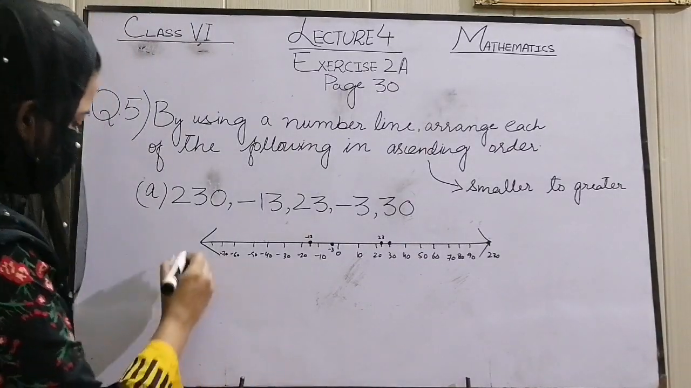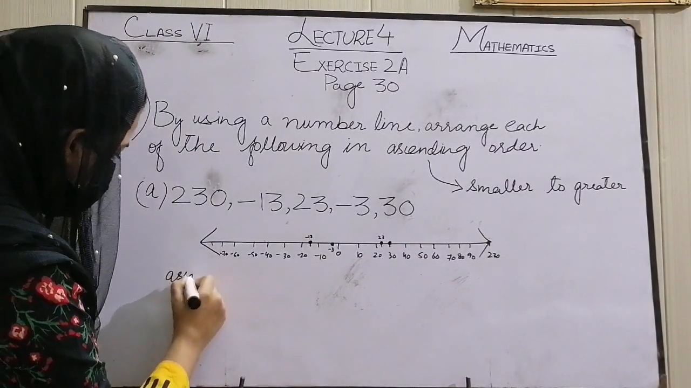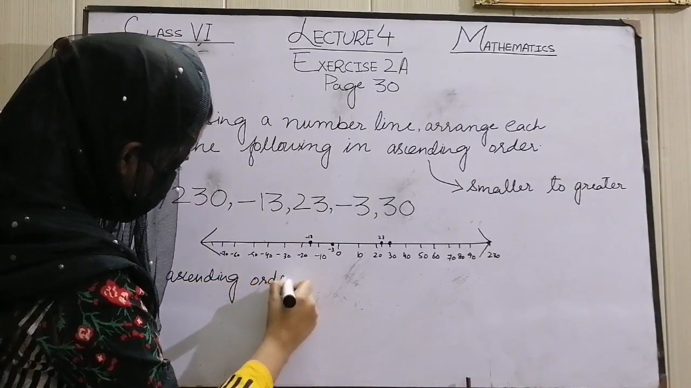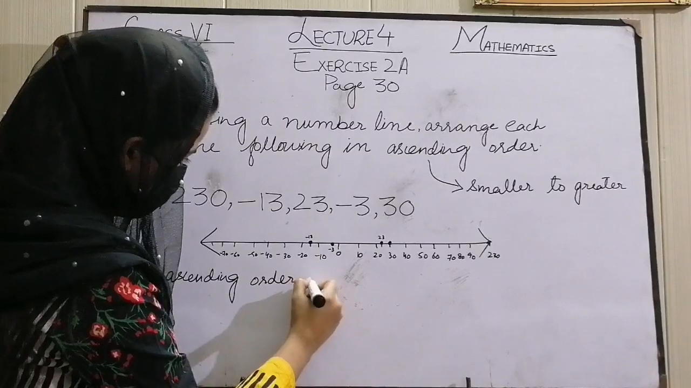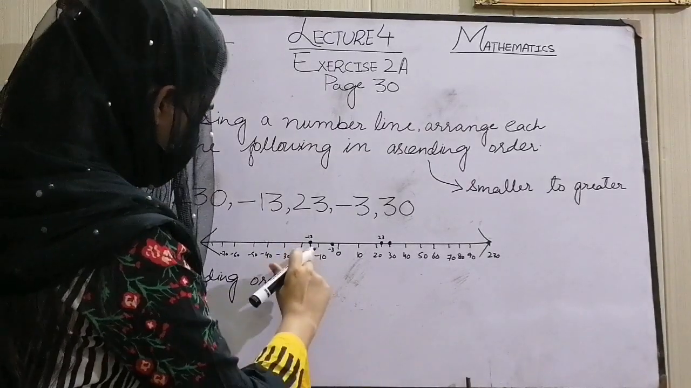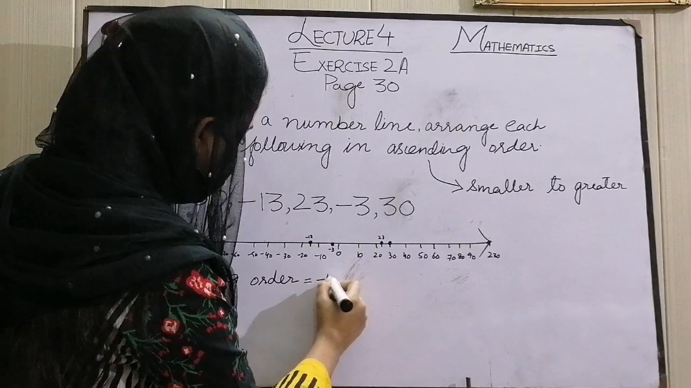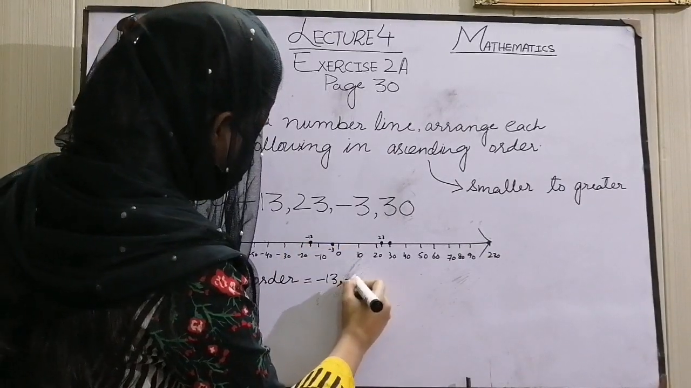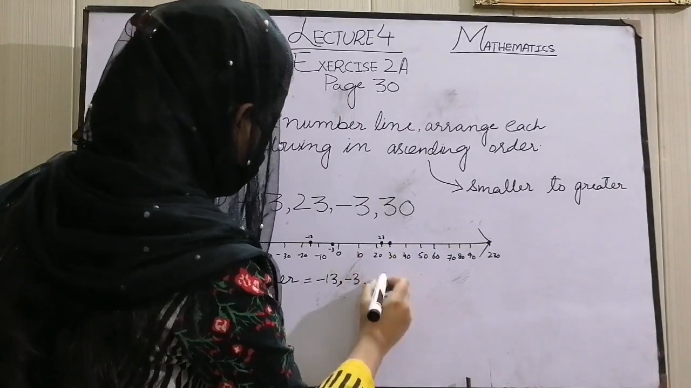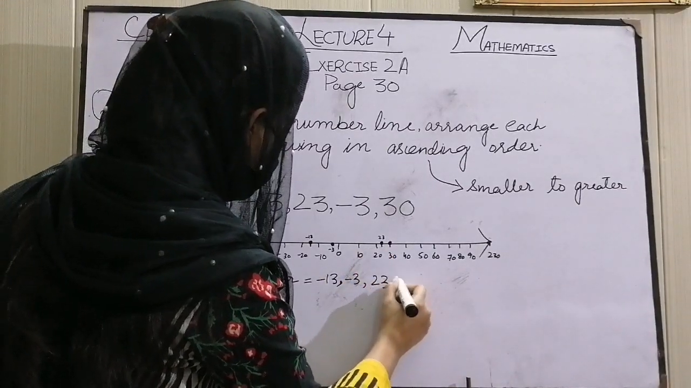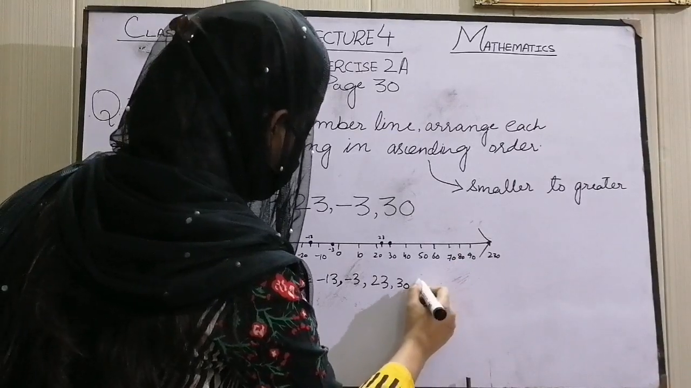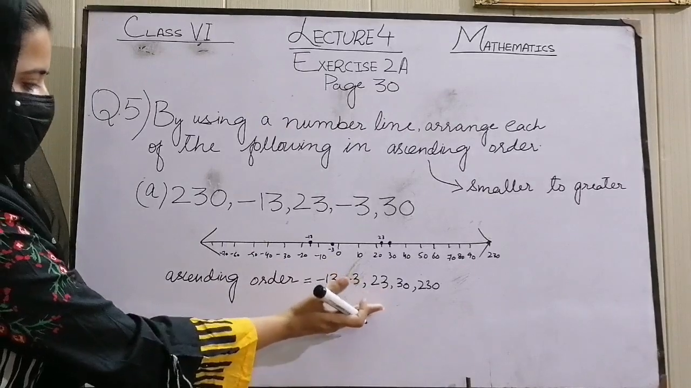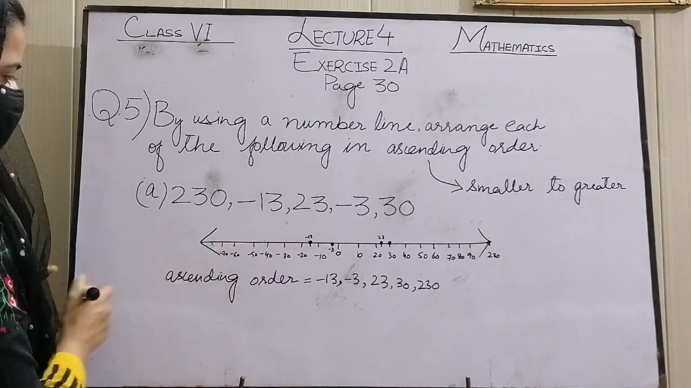Now we have to arrange these numbers in ascending order. On the number line, first number is minus 13, next number is minus 3, 23, 30 and last one is 230. So we arrange these numbers in ascending order using a number line.